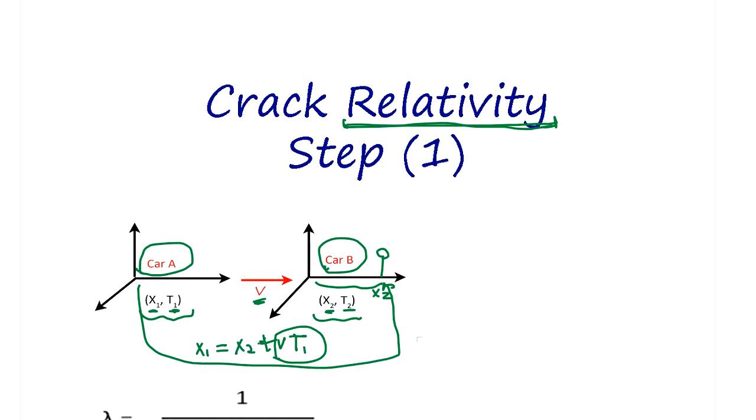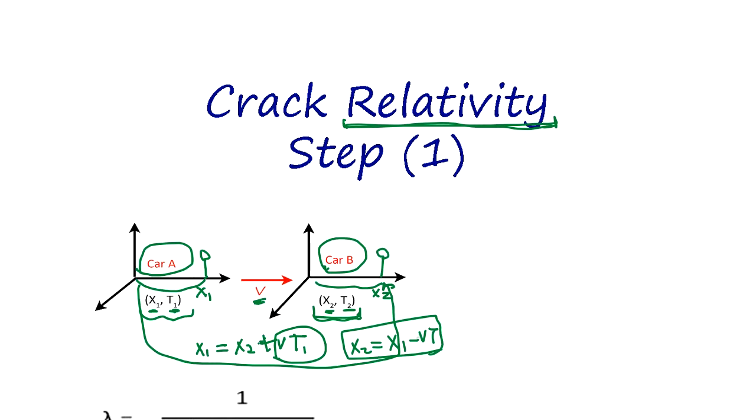And the other way around, if we use this coordinate, something here that's x1, then what we do is x2 equals x1 minus vt. So that's a simple coordinate transformation.